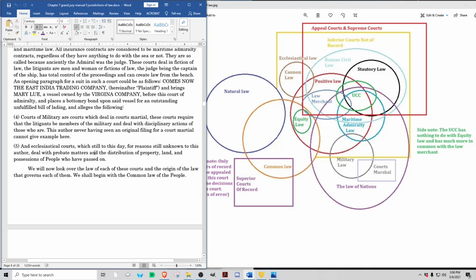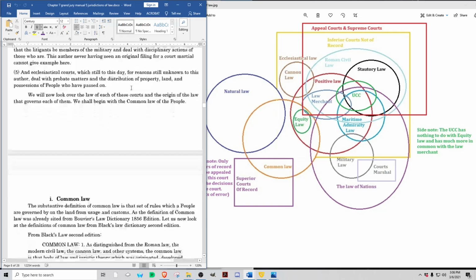Number 5, ecclesiastical courts, which still to this day, for reasons unknown to this author, deal with probate matters and the distribution of property, land, and possessions of people who have passed on. And obviously probate matters are still aspects of that.